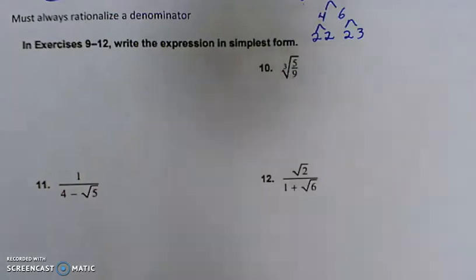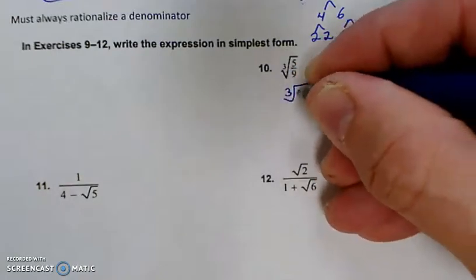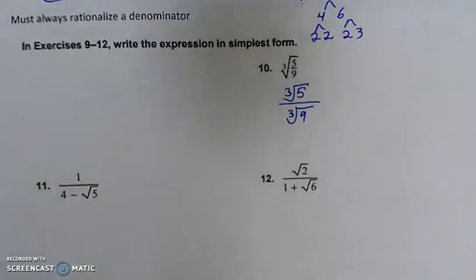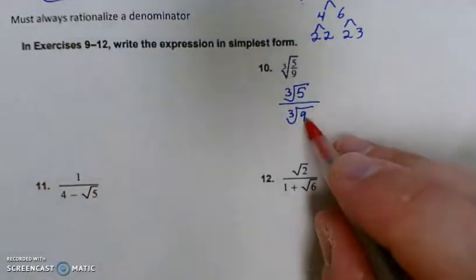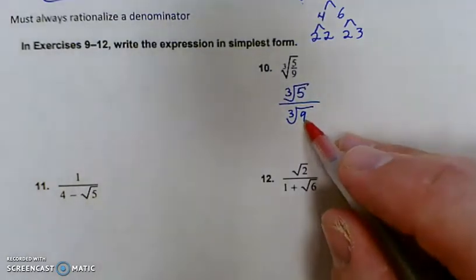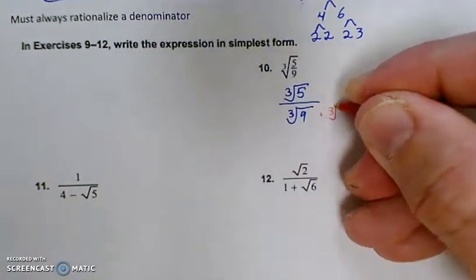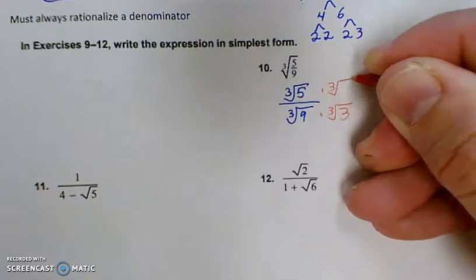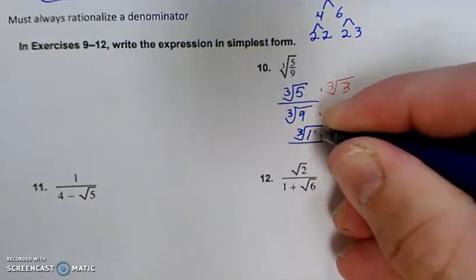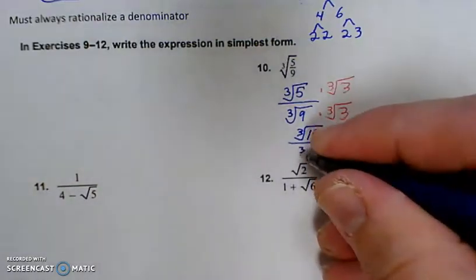So number 10 here, what's going to happen is I cannot have an irrational denominator. So this is the cube root of 5 being divided by the cube root of 9. 5 over 9 won't simplify, so that doesn't help me. What I'm going to do is make this a perfect cube on the denominator that I can cube root. So since this is 3 squared, I'm going to make it 3 cubed, which would be 27. So I'm going to multiply the top and bottom by the cube root of 3 in order to make that happen. So in my numerator, I'm now going to have the cube root of 15, cube root of 5 times cube root of 3, over the cube root of 27.